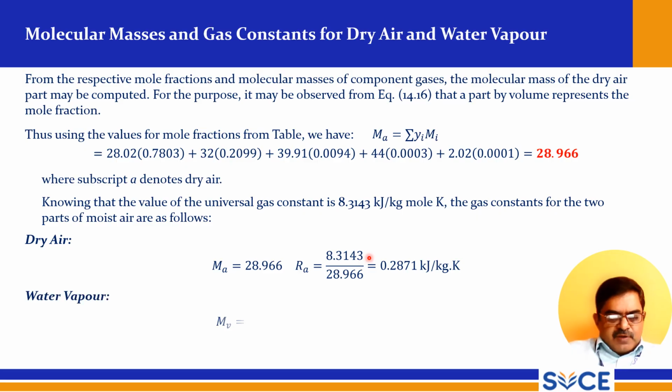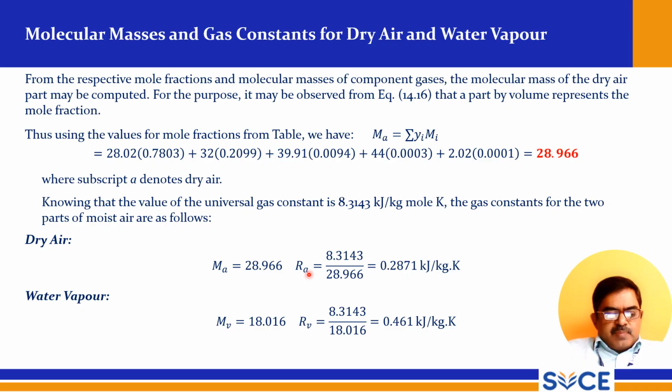For water vapor, MV equal to 18.016. The gas constant RV can be calculated as 8.3143 divided by 18.016, which is equal to 0.461 kilojoules per kg Kelvin. This can be computed, and you have to remember only this value, where subscript V refers to water vapor.